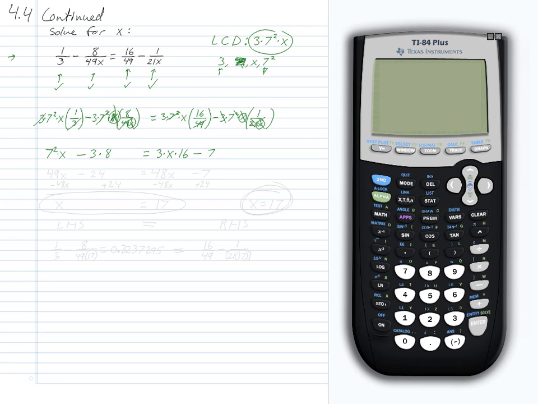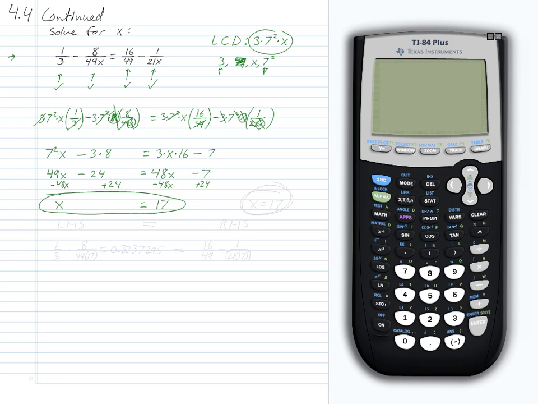Okay, so our equation already got quite a bit better. Here we have 49x minus 24, and on the right we have 48x minus 7. So this is a very manageable equation. If I isolate my x's on one side, I'll subtract 48x and add 24 to both sides. We get x on the left equals negative 7 plus 24. That would leave us with 17. And we're done. That was our solution.